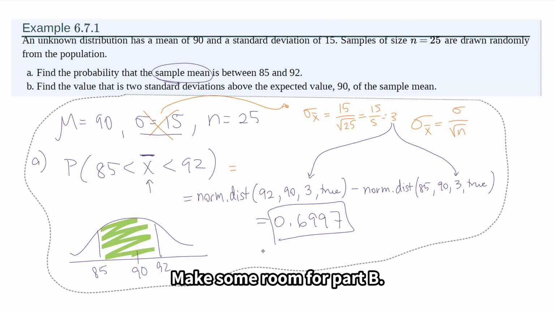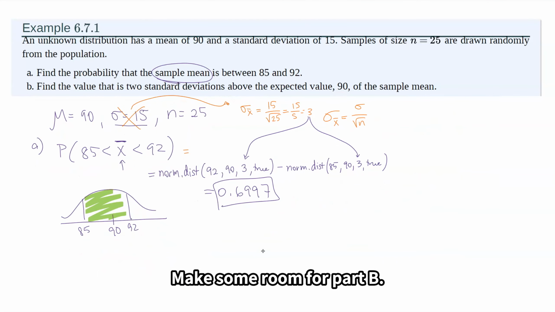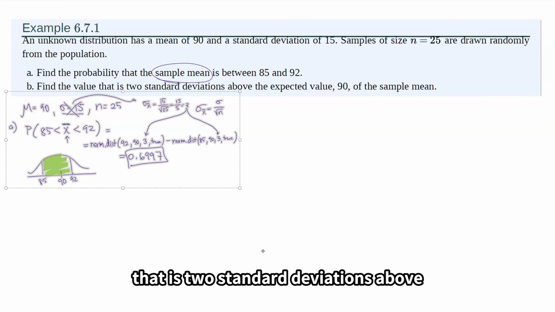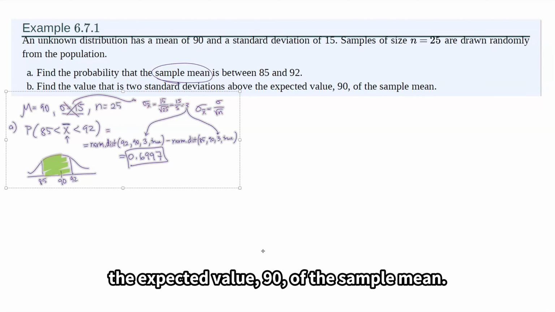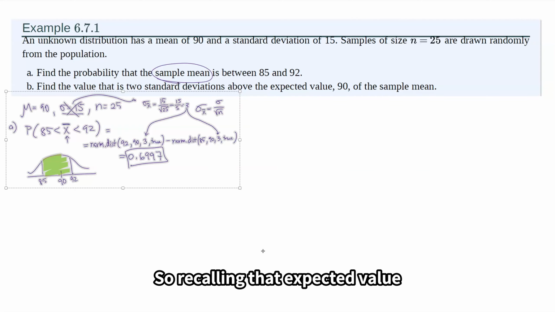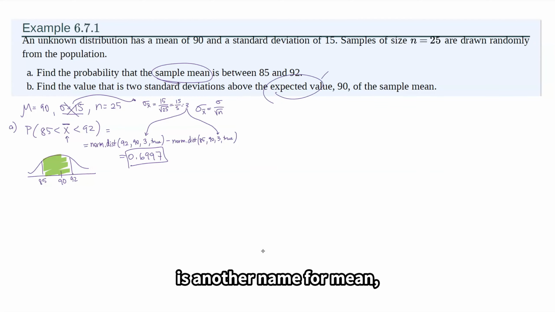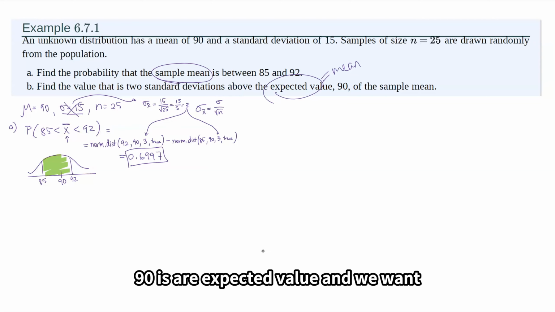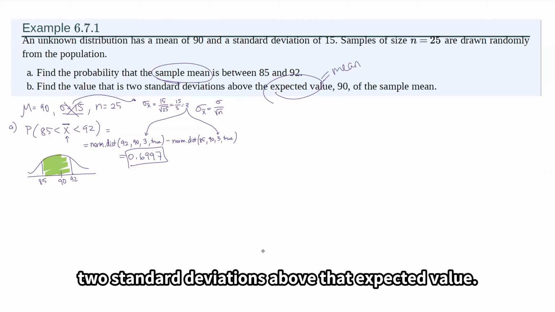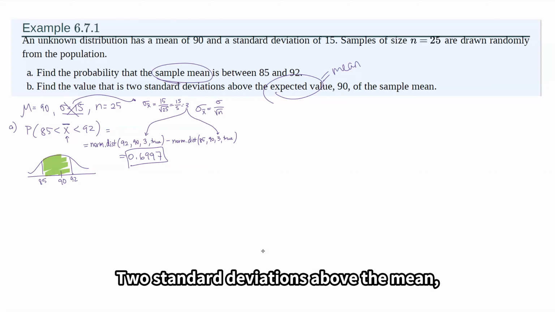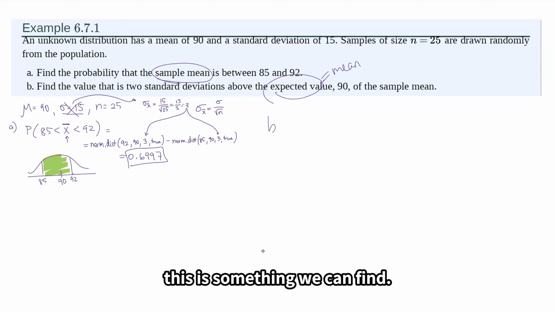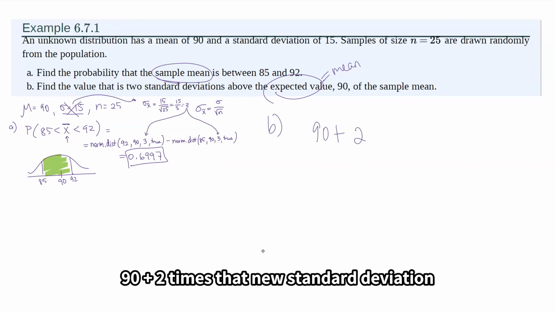Make some room for part B. Part B wants us to find the value that is 2 standard deviations above the expected value, 90, of the sample mean. So recalling that expected value is another name for mean. 90 is our expected value, and we want 2 standard deviations above that expected value. 2 standard deviations above the mean. This is something we can find. 90 plus 2 times that new standard deviation.